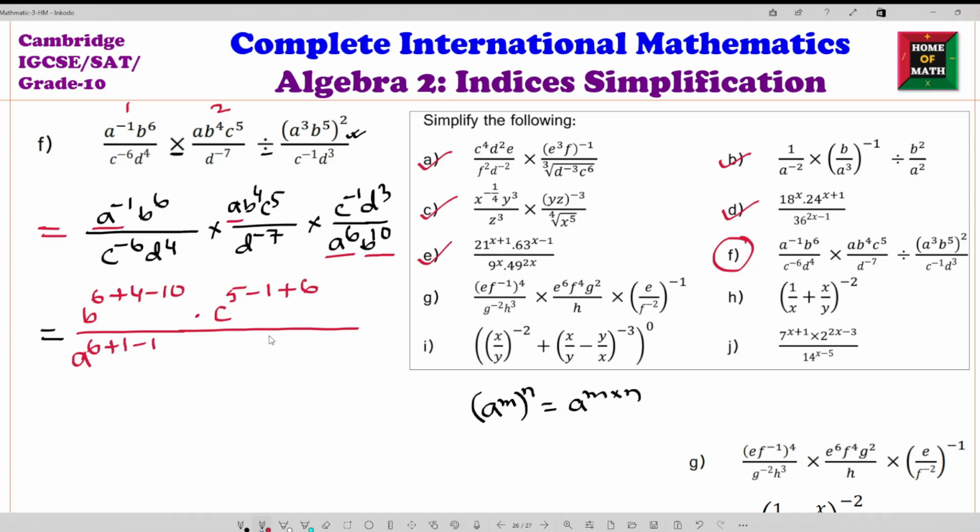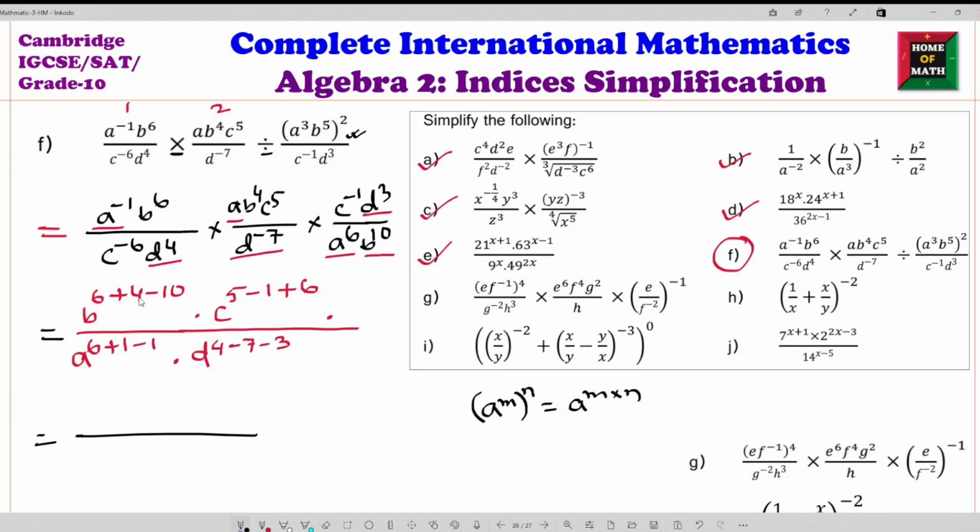Okay, c is done. Now d. Where is d? Here is d to the power 3, here is d to the power 4 and here is d to the power 7. So we can write d to the power 4 minus 7, and this 3 will become minus 3. So a, b, c, d are done. What is remaining? Nothing.